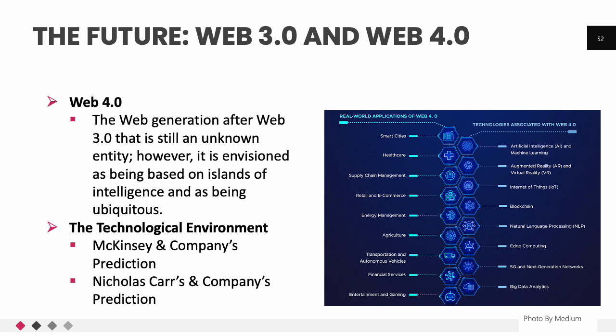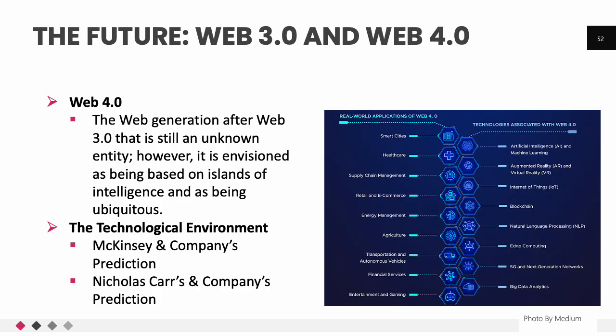On the other side, there will be artificial intelligence and machine learning, augmented reality and VR, virtual reality, Internet of Things, blockchain, natural language processing, edge computing, and big data. While Web 3.0 focuses on decentralization and semantic understanding, Web 4.0 takes it further by envisioning an internet that is truly intelligent.